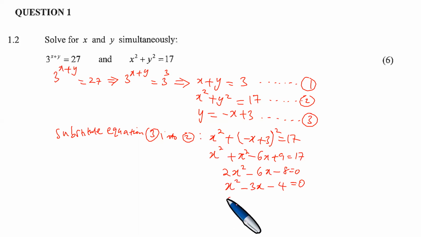It's a quadratic equation which must be factorized into a product of two linear factors, factors of degree 1. And therefore, the factors become the following. Right, the factors of minus 4, which when you add, give minus 3. They are minus 4 and plus 1. So x equals 4 or x equals minus 1.